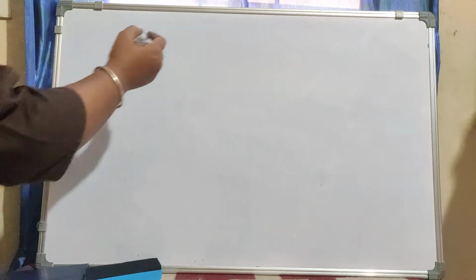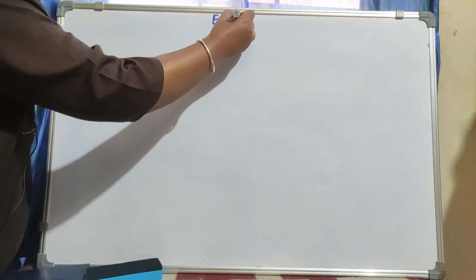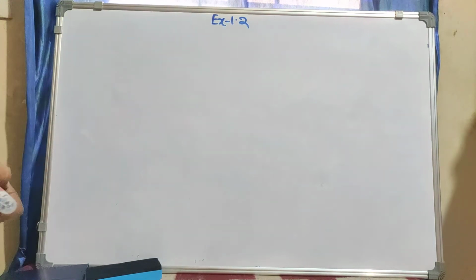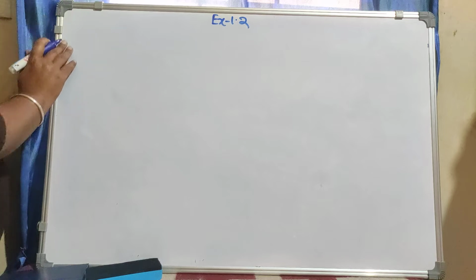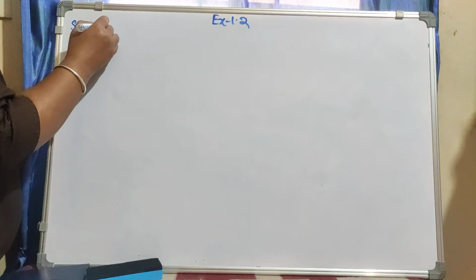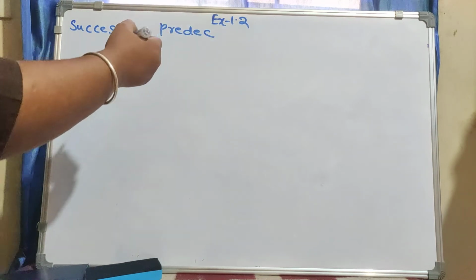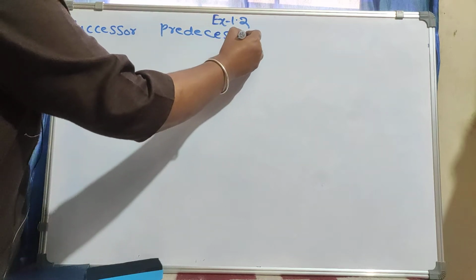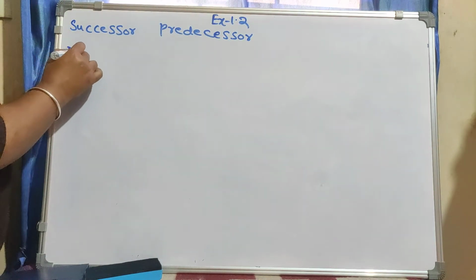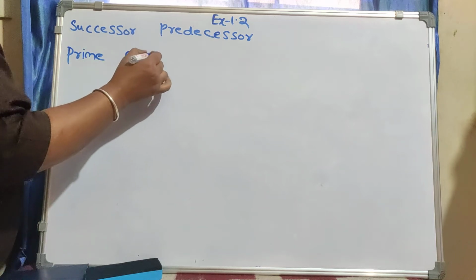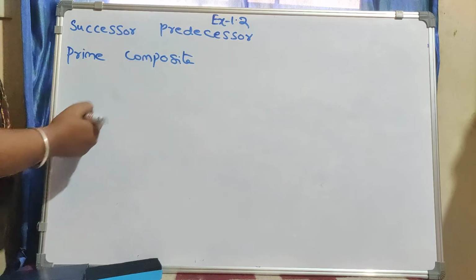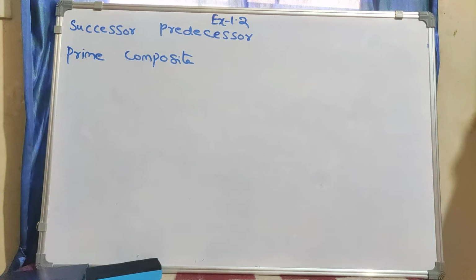Today we are going to discuss exercise 1.2 of Knowing Our Numbers. In these questions we have successor, predecessor, prime numbers, composite numbers. If we know the meanings of these words, it is easy to solve these problems. So before going to the exercise, I will tell you the meaning of these first.